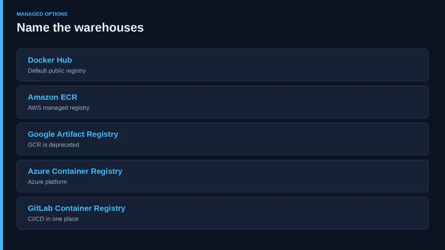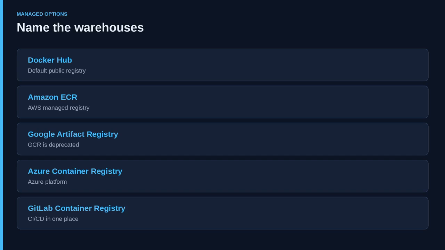Name the managed options so they stop being alphabet soup. Docker Hub is the default and largest public registry, with millions of official and community images. Amazon Elastic Container Registry is AWS's managed registry, wired into that cloud. Google Artifact Registry is Google Cloud's recommended store for container images and other artifacts. And yes, the older Google Container Registry is deprecated.